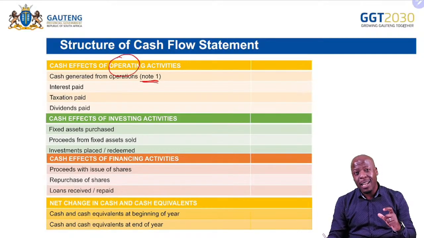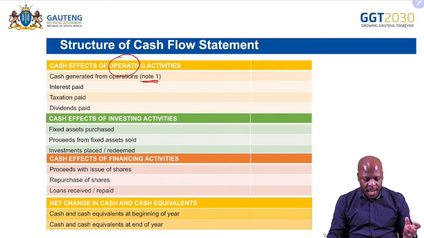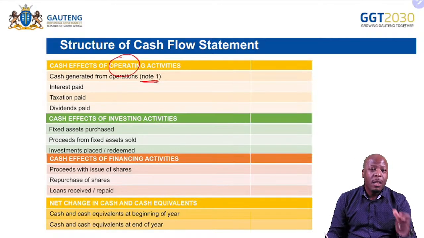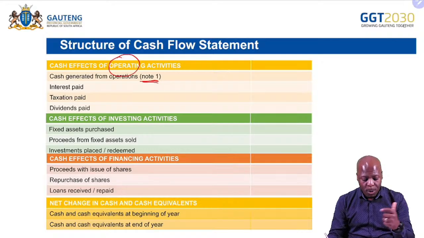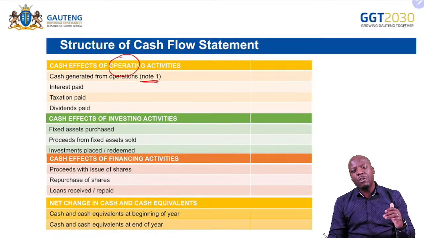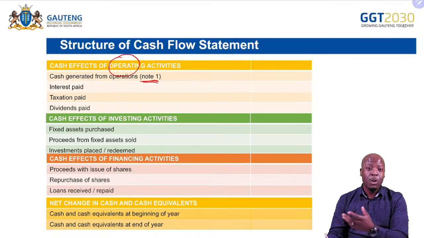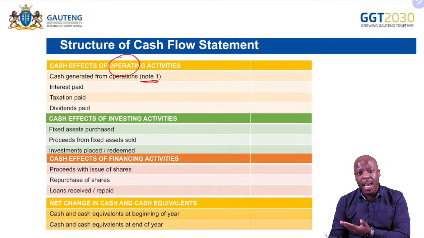And one of the calculations we will do on the side is cash generated from operations. The cash generated from operations, which is our note number 1, is a very interesting note because it is related to the income statement. So I'm going to show you how we do that as well.